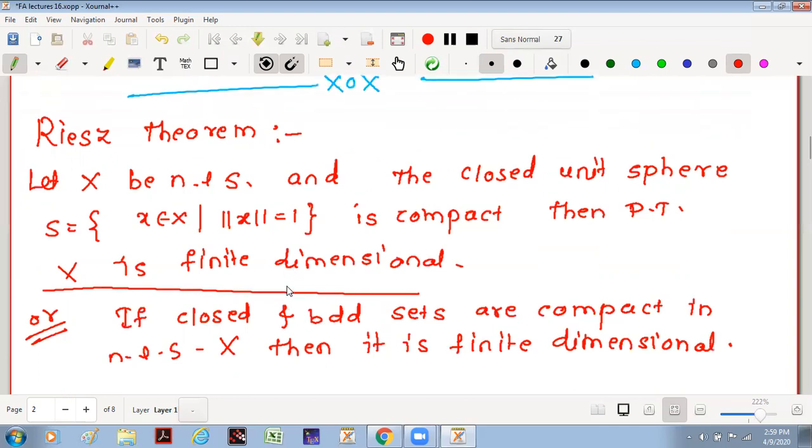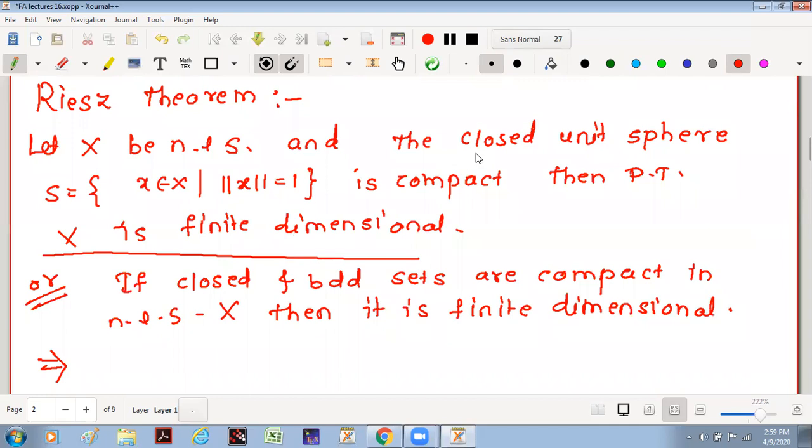One can refer to either statement; both are the same. Here it was given that the closed unit sphere is compact, but we know this closed unit sphere is bounded as well. Therefore, if a closed and bounded set, that is the unit sphere, is compact, then the normed linear space is finite dimensional. The second statement gives the same idea. Before going to the actual proof, I want to recall some basic definitions such as compact and totally bounded.